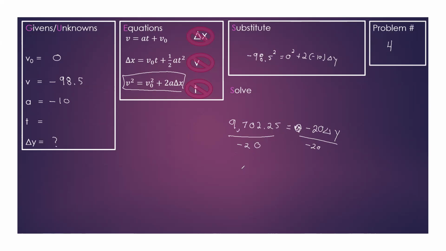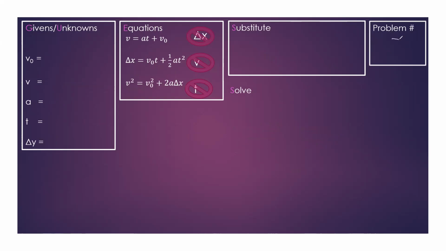And I get that delta y is equal to negative 485.11 meters. Again, the negative makes sense. So you got dive bombed from about half kilometer up.